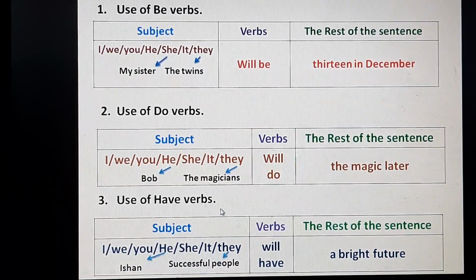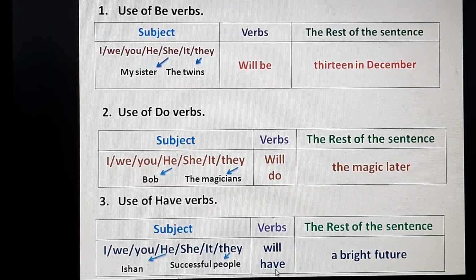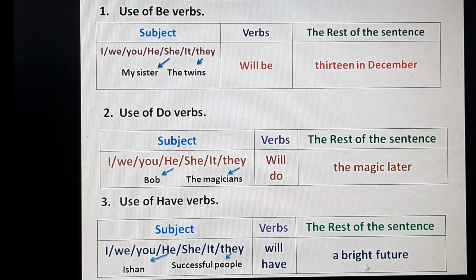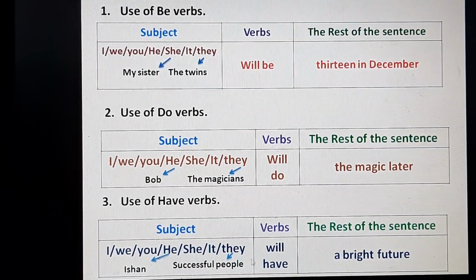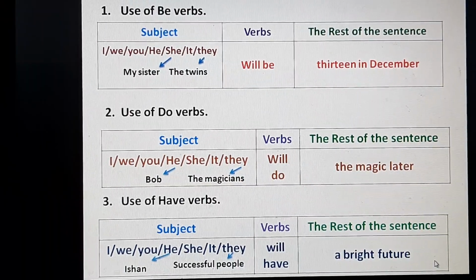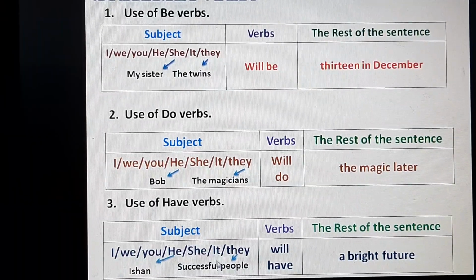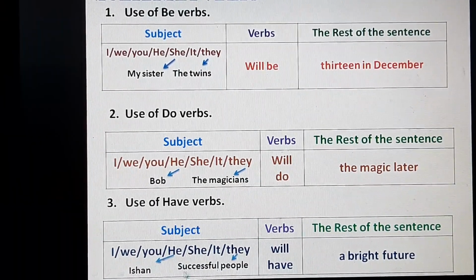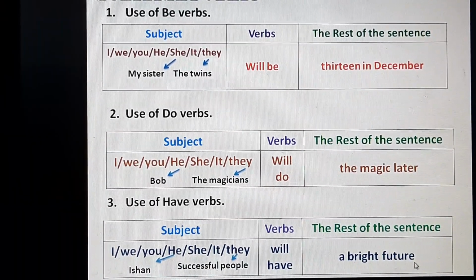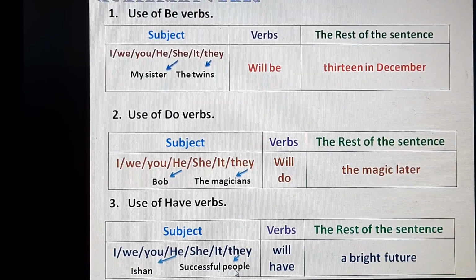Use of have verbs. Will have. I will have a bright future. Ishan will have a bright future. Now Ishan is third person singular. She will have a bright future. She is third person singular. Successful people will have a bright future. This is third person plural.